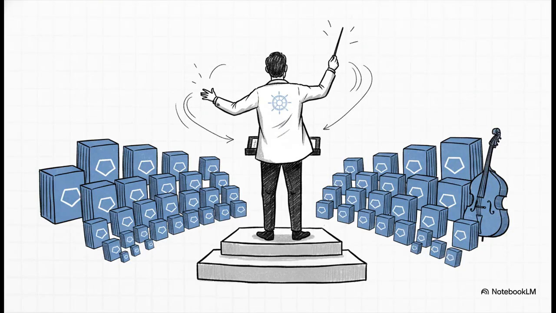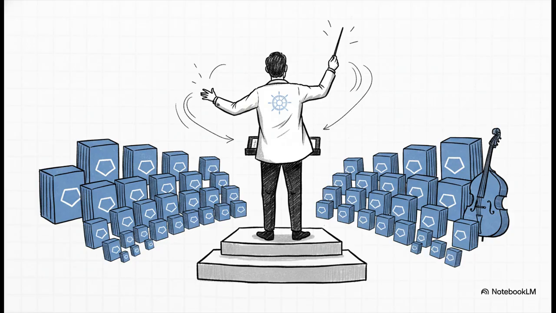Okay, so you've got your perfect little container. That's great. But what happens when you need hundreds, maybe even thousands of them running at the same time to handle all your users? Well, that's where Kubernetes comes in. If Docker is the shipping container, Kubernetes is the entire port authority, managing all the ships.